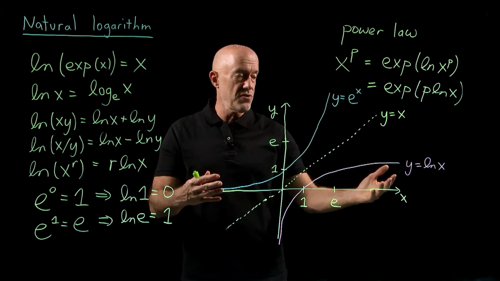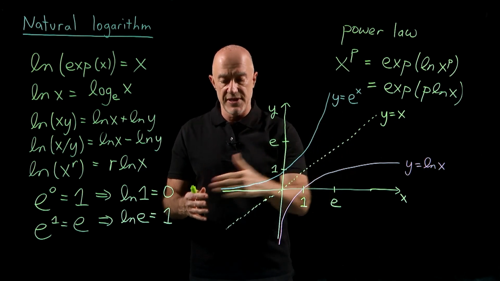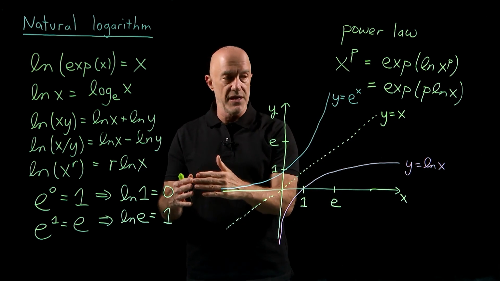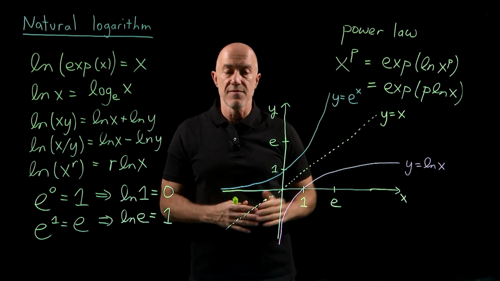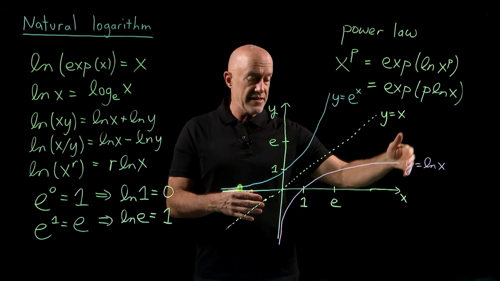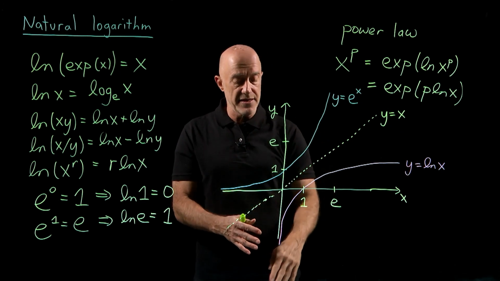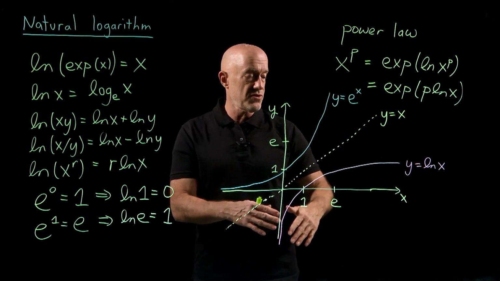Finally, I showed you the graph of the two functions. The exponential function goes to 0 as x goes to minus infinity and is rapidly growing as x goes to positive numbers, while the log is the inverse of that. As x goes to 0, it goes to minus infinity, and then it's slowly growing when x goes to positive real numbers.